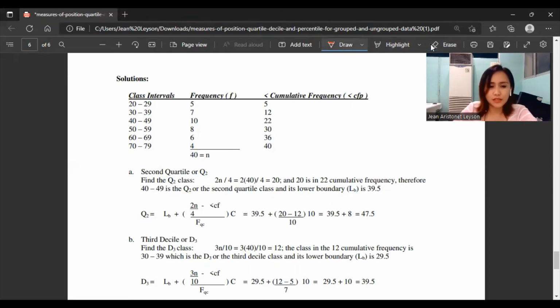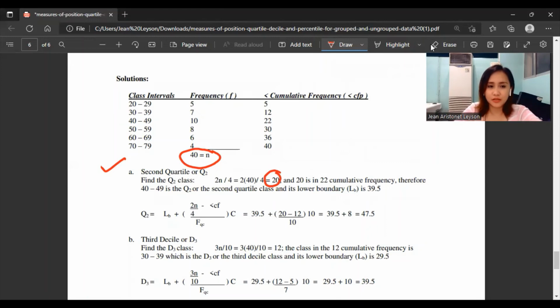So for the first one, the second quartile or Q sub 2 for this grouped data. First, find the second quartile class. Since we are looking for the second quartile, that's 2 times n, which is the total number of data in our distribution, over 4, because we are solving for quartile. So that's 2 times 40, because there are 40 data, over 4. That gives us 20. And 20 is in the 22 cumulative frequency.